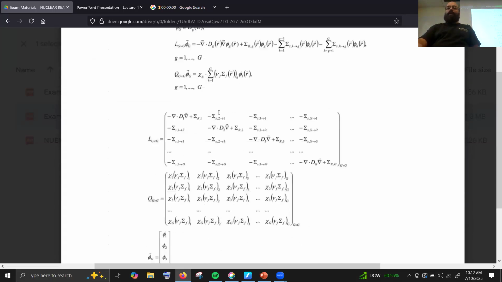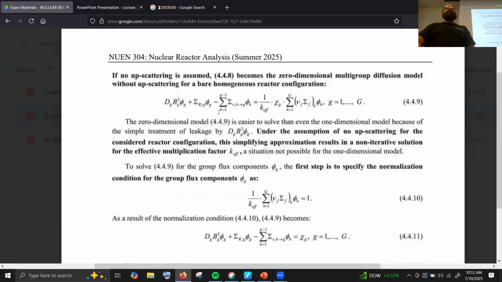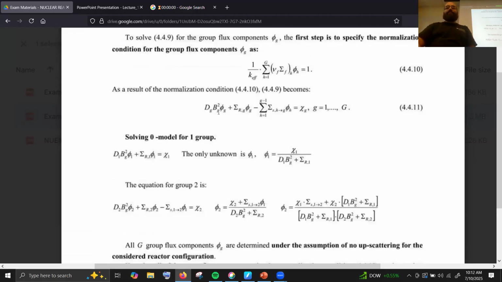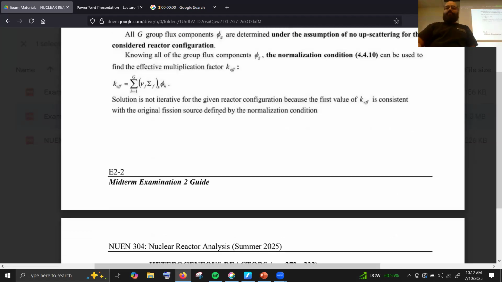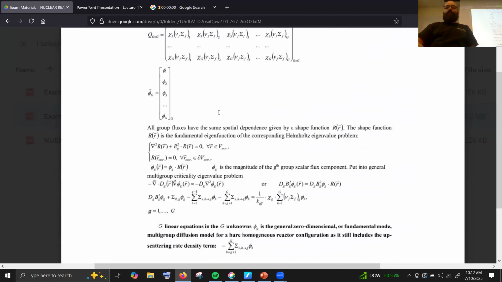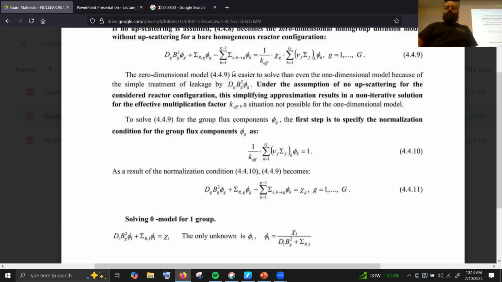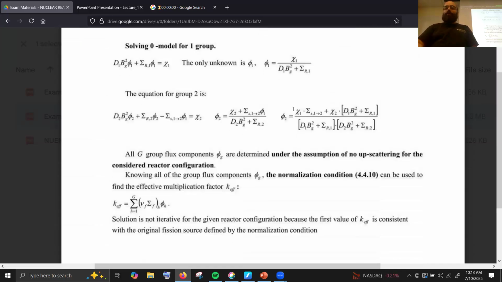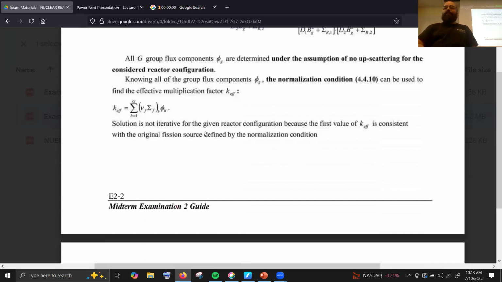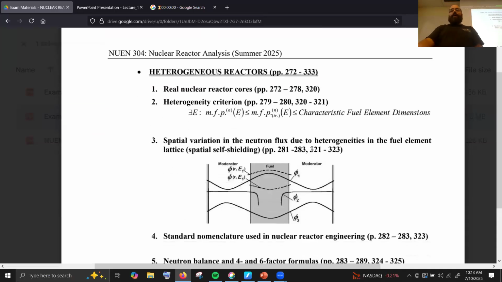So in this review, I took snippets of the most important parts from the notes that complement or have the steps of the derivations that you would need. That's showing how we got to the multi-group model, what the starting point is, how we got to the zero-dimensional multi-group model, how you can solve for those flux components, and how you can get K effective.